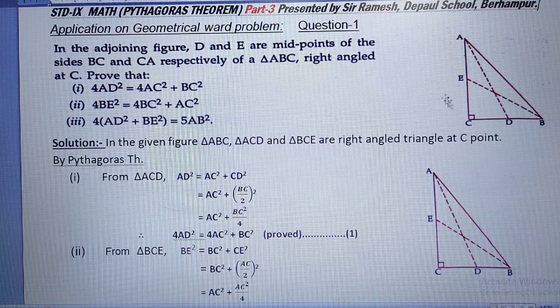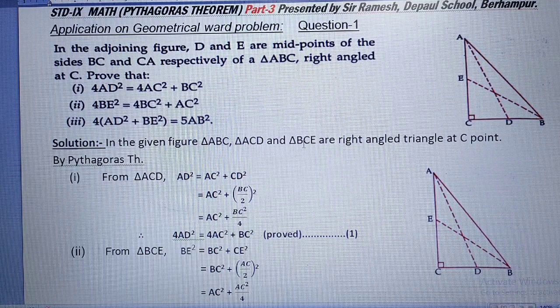Now let us see the figure. ABC is a right angle triangle at C, AB the hypotenuse. D and E both are midpoints of BC and CA. Now from this figure there are three right angle triangles: ACD, BCE and ACB. So in the solution part you also write: in the given figure ABC, triangle ABC, triangle ACD and triangle BCE are right angle triangles at C point.